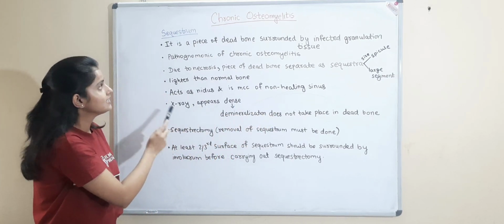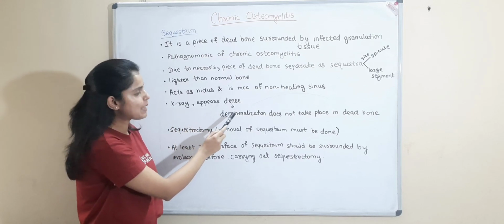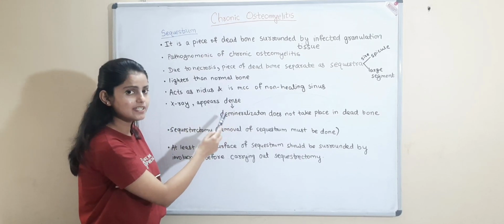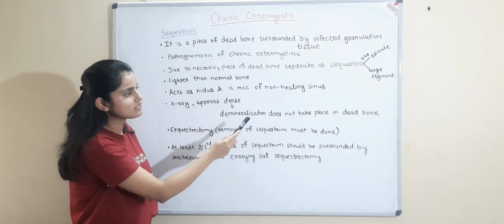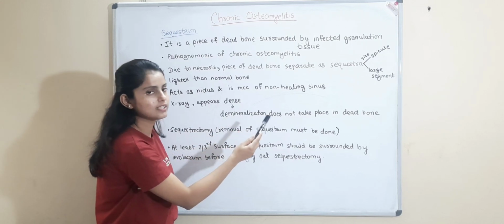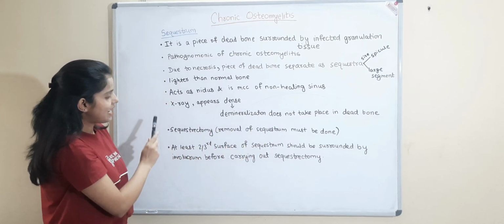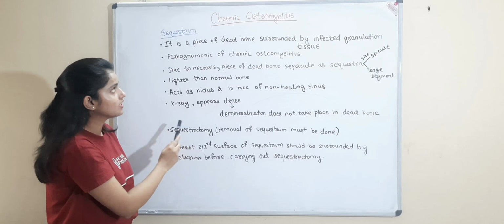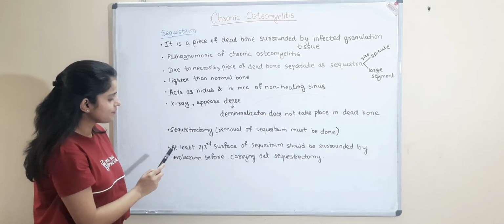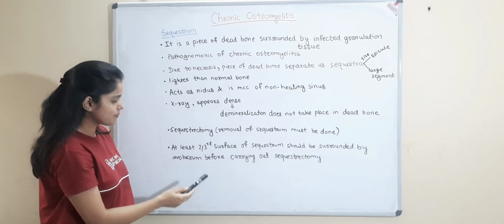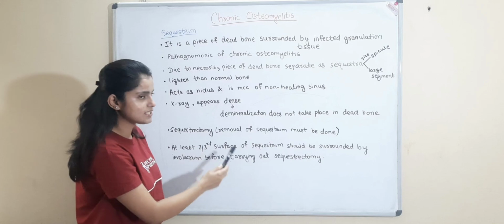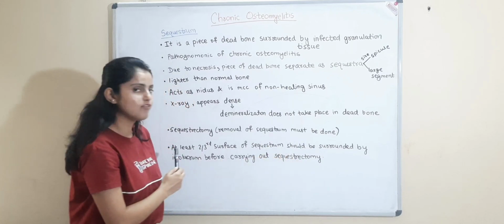On X-ray, this sequestrum appears dense. As it is dense, it appears more white on X-ray, as on the dead bone, demineralization does not take place. And sequestrectomy should be done for the removal of the sequestrum. And to carry out sequestrectomy, at least 2/3 surface of the sequestrum should be surrounded by involucrum.